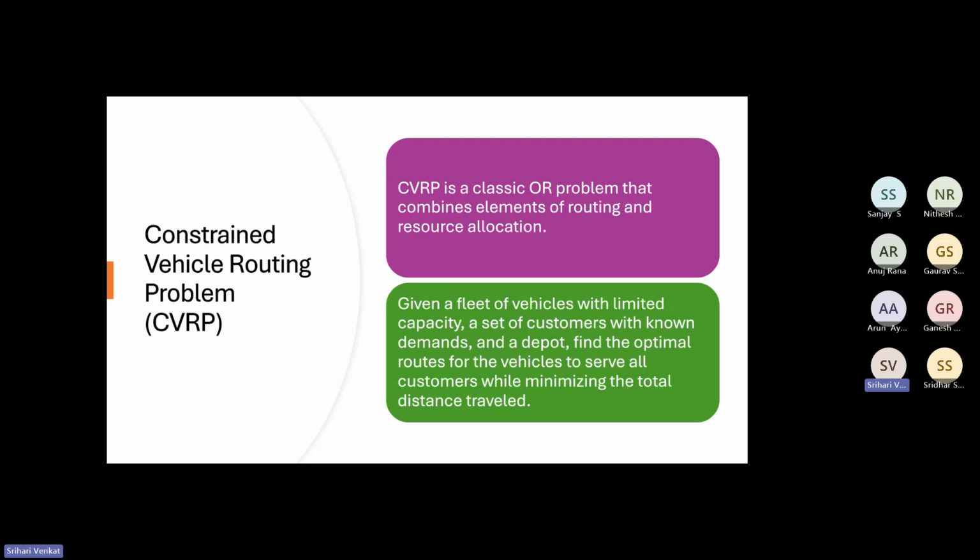Given a fleet of vehicles with a limited capacity, a set of customers with known demands, and a depot, find the optimal routes for the vehicles to serve all the customers while minimizing the total distance traveled. So CVRP actually combines both the elements of routing and also resource allocation.